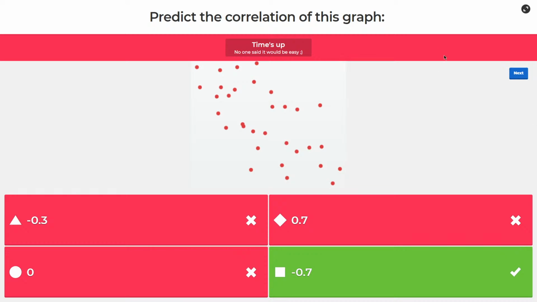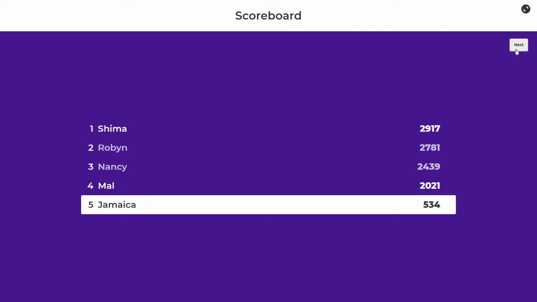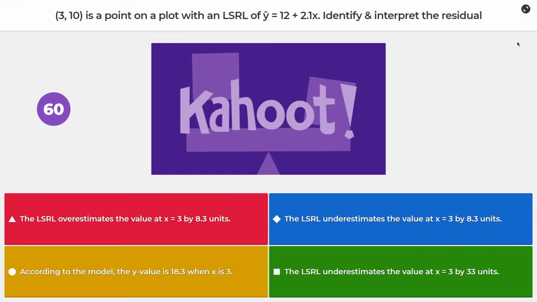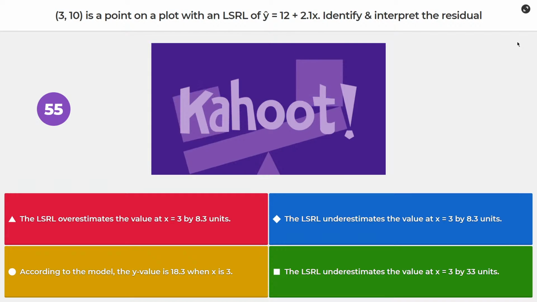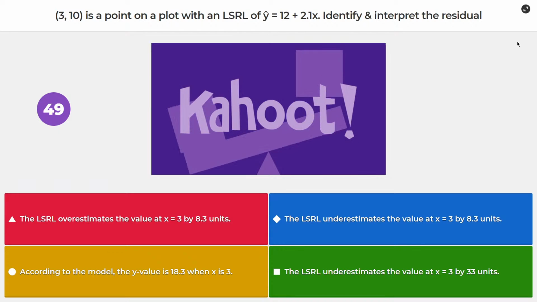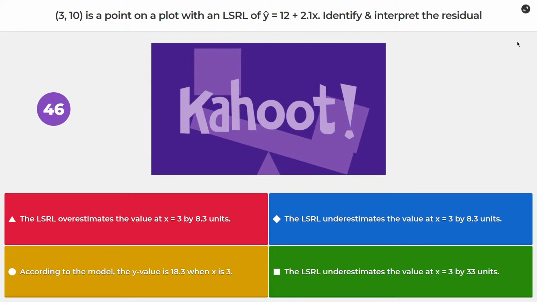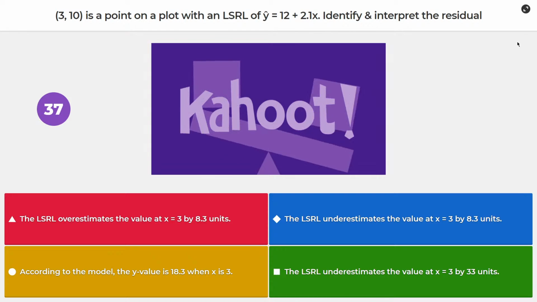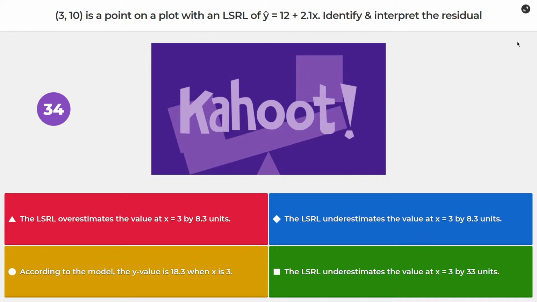So moving on to the next question, question 8. In this question, you are given a point. Very tricky. But you get to use your LSRL equation of y equals 12 plus 2.1x to identify and interpret the residual. Have fun, mateys. We'll give y'all 60 seconds, or actually 20 seconds.